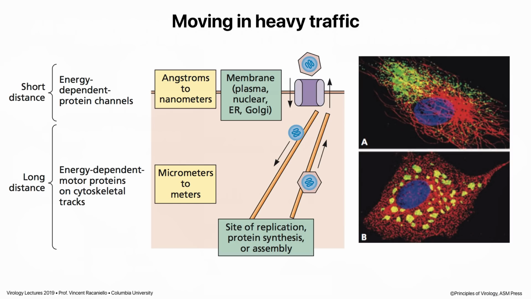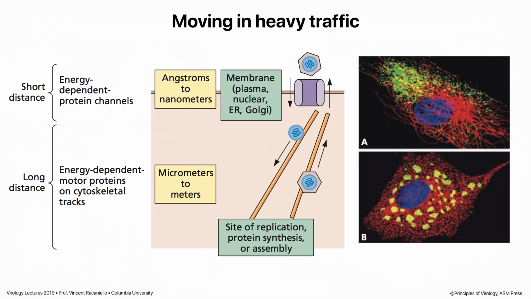And as I said earlier, in an early lecture, things don't diffuse in virus-infected cells. Components do not simply diffuse, they move by directed transport pathways. And these can include pathways involving short distances, and these are typically channels, protein channels that move things through them from one side to another. So here's a protein channel in a membrane, and viruses or viral components can move in and out of those short distances, angstroms to nanometers.